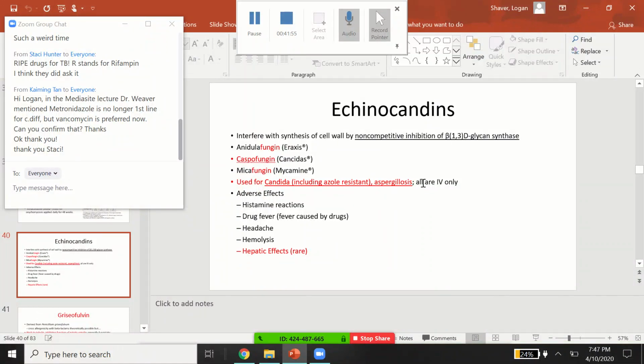Also, I don't think she would really ask you a question on aspergillosis with this one. I mean, maybe she would, but if she did, she wouldn't give you a drug that ends in fungin alongside one of those other drugs that cover aspergillus as well. So that's just something else to know. In terms of adverse effects, you can have hepatic effects, but they're apparently rare.